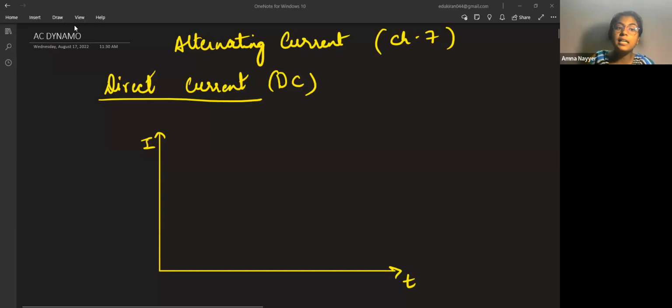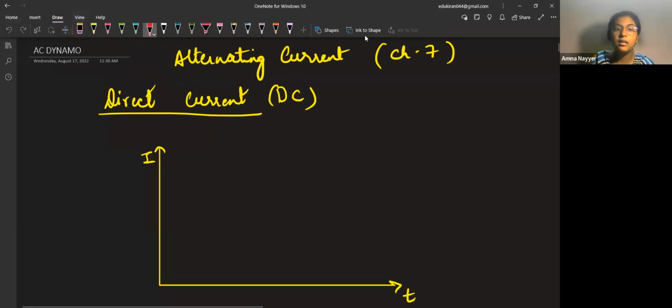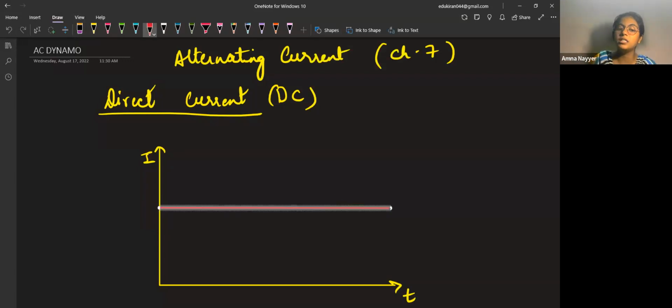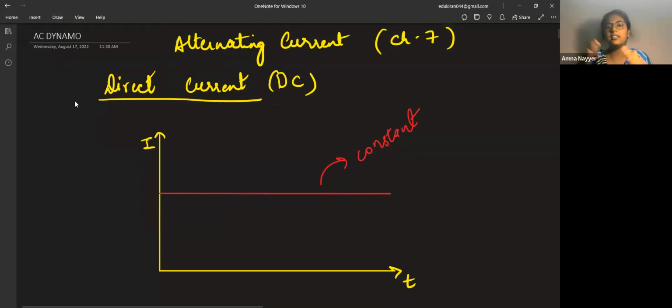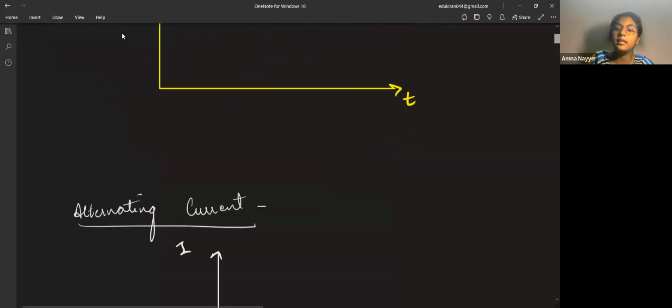What exactly is a direct current? Value with respect to time is not changing. This is remaining constant. But if the value in your circuit is changing by itself, it's increasing, decreasing, it's changing by itself, that is alternating current, which is new to you.